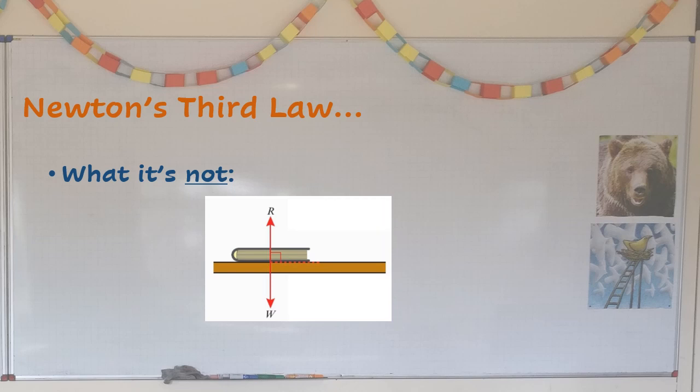So I think that's quite a common misunderstanding. People may be tempted to say R equals W because of Newton's third law. They're equal and they're opposite. Now that's not true. So let's take a really clear, careful look at what the third law does mean.